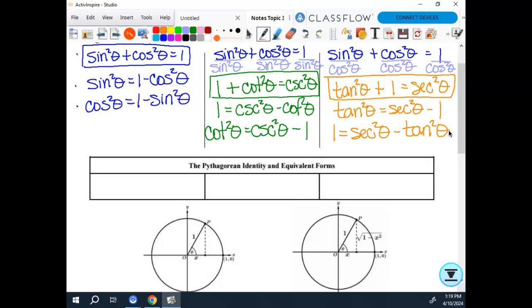Notice how your basic math, your basic arithmetic, your basic algebra skills, they don't change. We're not making up math. We're not making it any harder because it's trig. Same thing that we do on everything. Everybody good at this point?